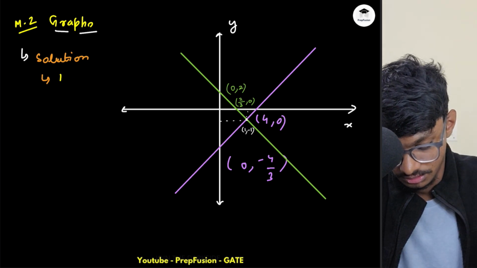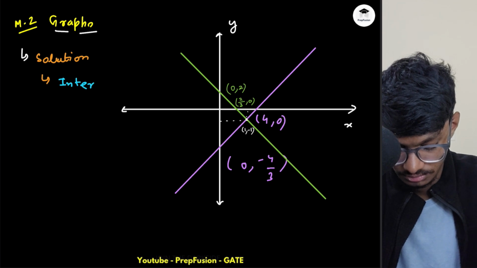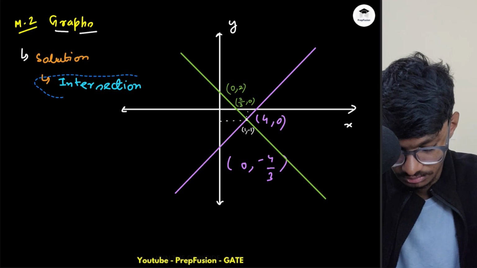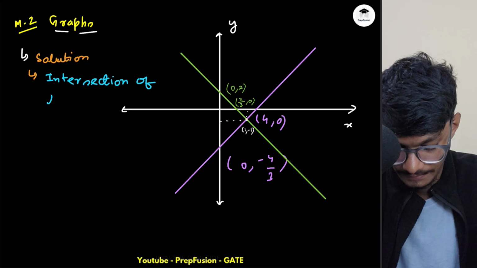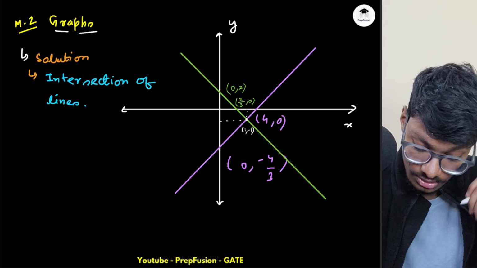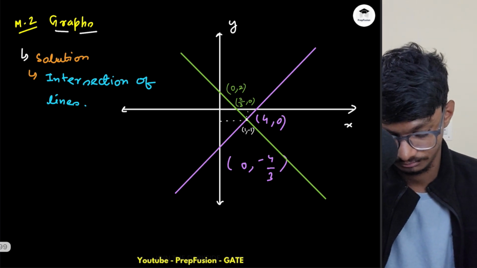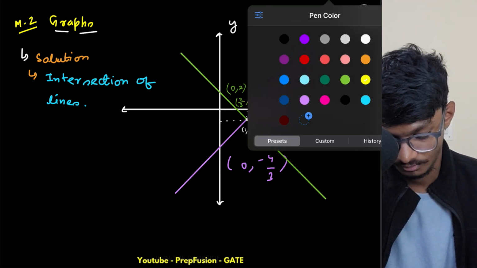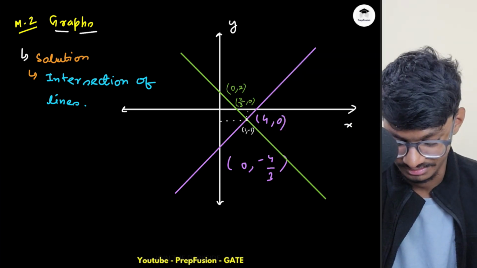Let me use some different color. Intersection of lines. Basically this is for 2D.